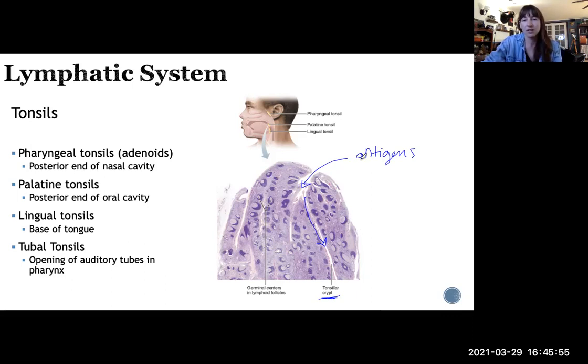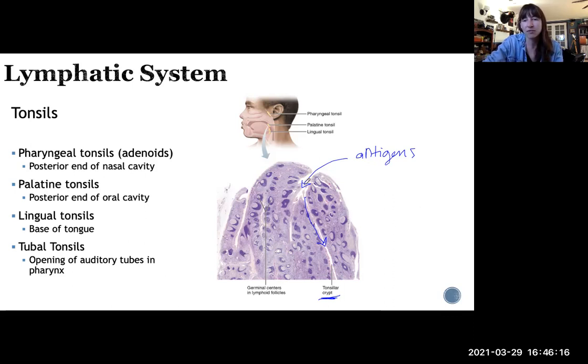Of course, if they get infected, we call it tonsillitis. And if you end up having to have them removed because they're just causing more harm than good, then we call that a tonsillectomy. And that usually has to do with the palatine tonsils because they are so large and because they can block the throat, so they can impede eating and breathing.